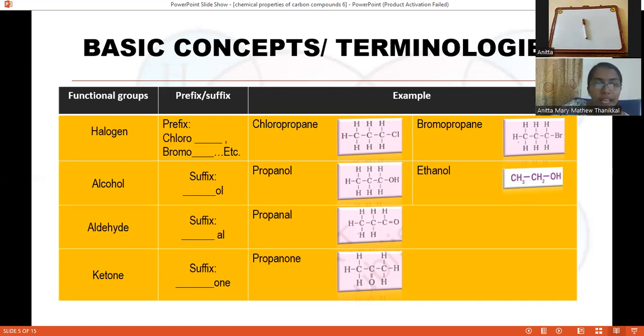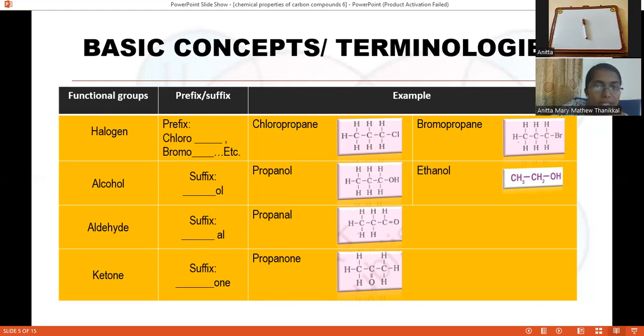We know that there are 7 major functional groups in this portion. So halogen, alcohol, aldehyde, ketone, carboxylic acid, alkenes and alkynes are the 7 functional groups. The first functional group is halogen. Here we write the prefix as chloro, bromo, like that.